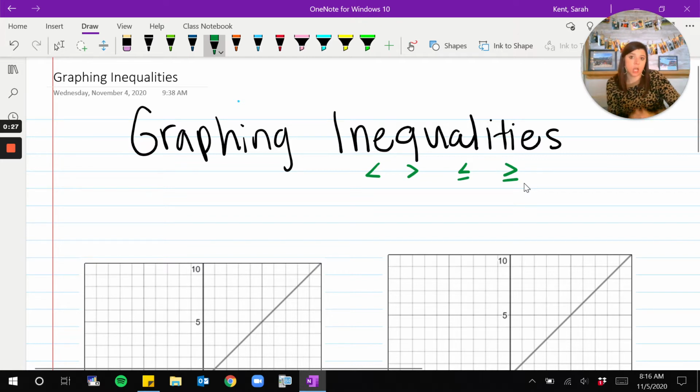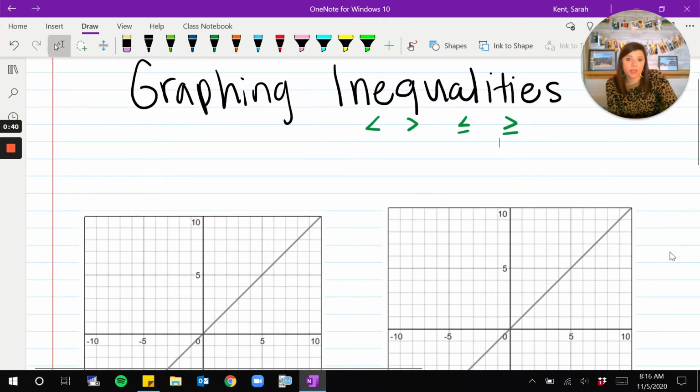So we'll either color above the line, we'll color below the line, and then the line will either be solid or it will be dots. So let's take a look at some graphs. So we're going to start with our less than symbol.